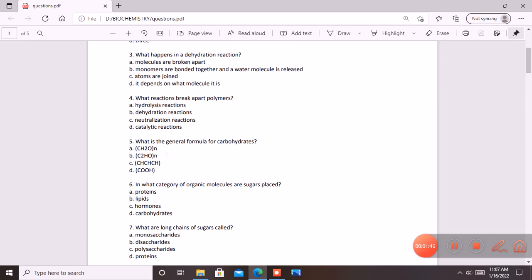Question 5 says, what is the general formula for carbohydrates? Carbohydrates are sugars and they are made of carbon and hydrogen, and the number of hydrogen is twice the number of carbon. So question 5, the answer is A. That's the general formula for all carbohydrates, be it a disaccharide, monosaccharide, or a polysaccharide chain.